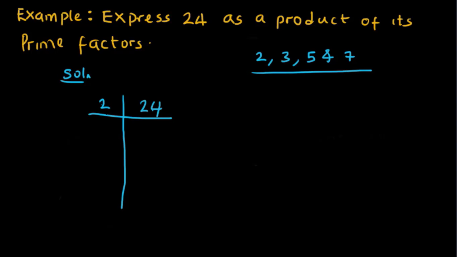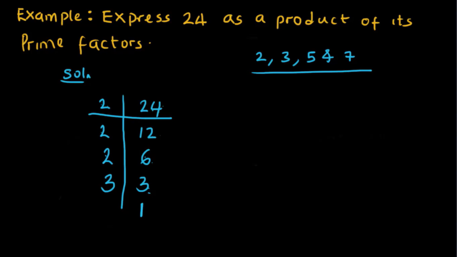2 can go in 24. 2 in 24: 2 in 2 is 1, 2 in 4 is 2. So we have 12. 2 can still go in 12. 2 in 12 is 6, because 2 times 6 is 12. 2 can still go in 6. 2 in 6 is 3, because 2 times 3 is 6. Do you understand? Now 2 cannot go in 3. So we put 3. 3 in 3 is what? 1. Does that make sense?